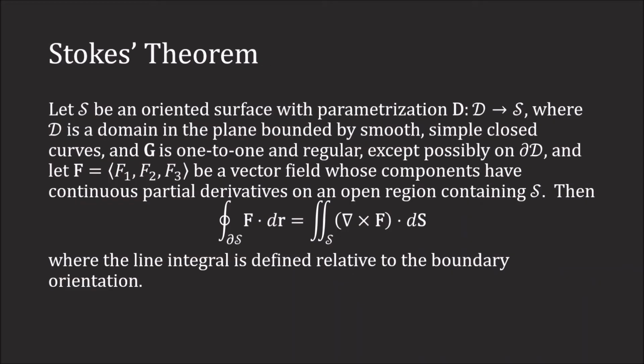We can now state Stokes' theorem. Let S be an oriented surface with parameterization G from D to S, where D is the domain in the plane bounded by smooth, simple, closed curves, and G is one-to-one and regular, except possibly on the boundary of D. And let F be a vector field whose components have continuous partial derivatives on an open region containing S. Then the circulation along the boundary of S of F is equal to the surface integral of the curl of F. Now this is an extension of the circulation form of Green's theorem into 3 dimensions.